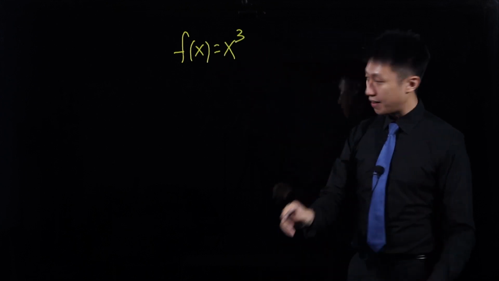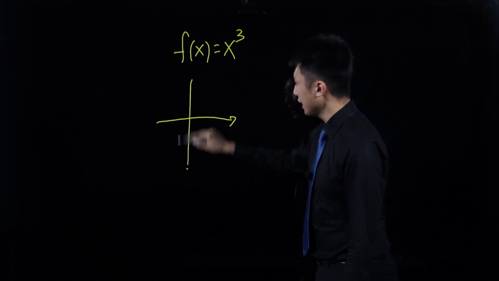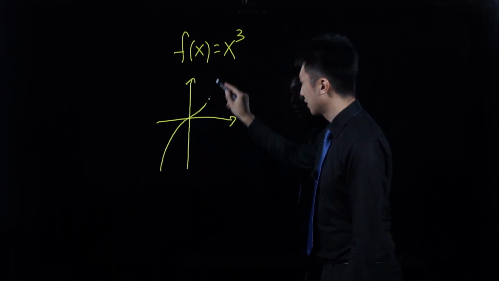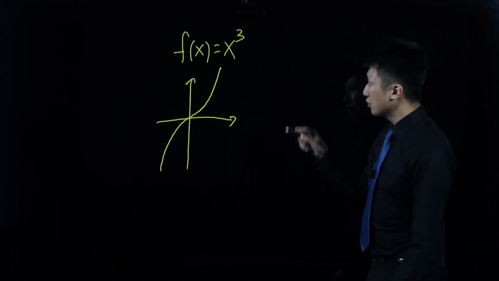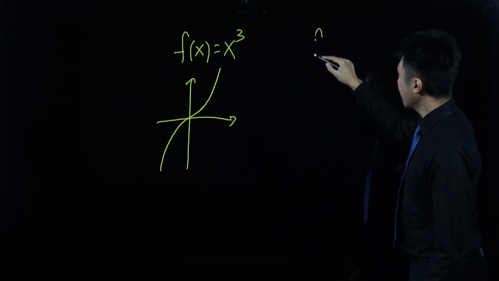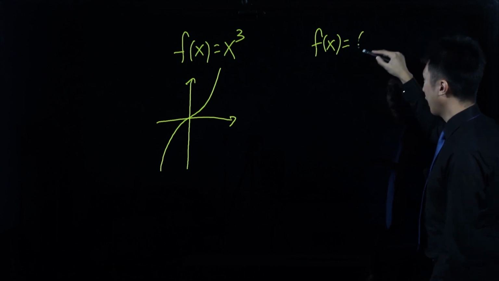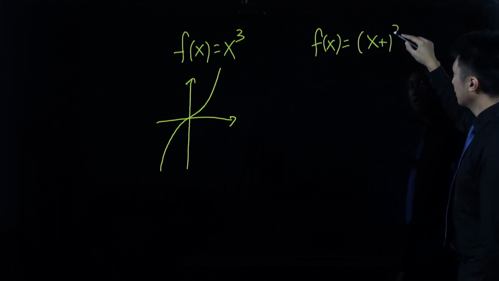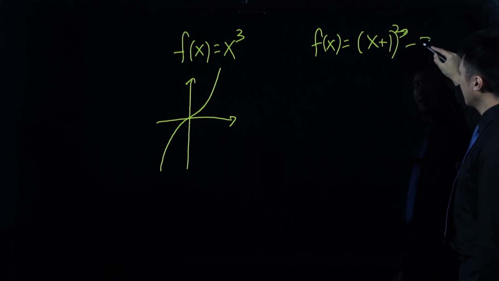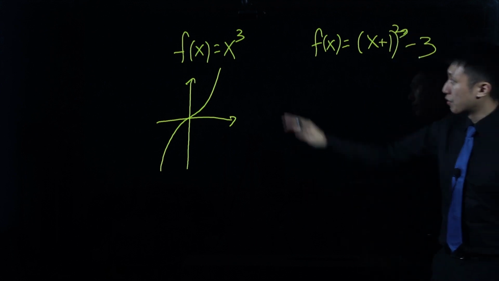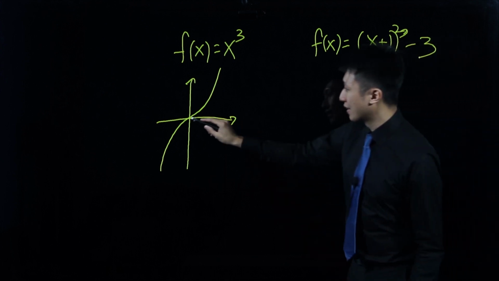I tell you the graph. It looks like this. Okay, this is x to the power 3. Then now I want you to find what is f(x) equals to (x plus 1) cubed, then minus 3. Okay, so from here the center is here.